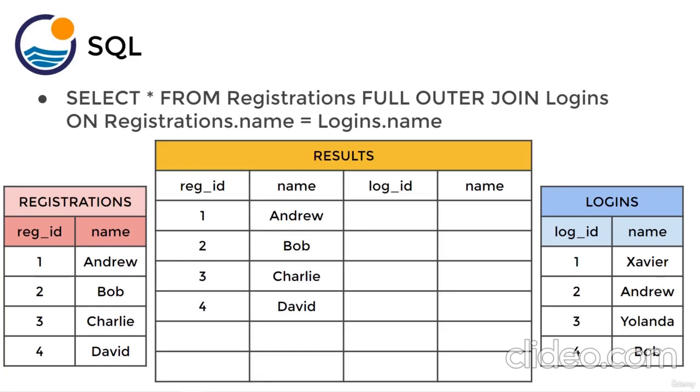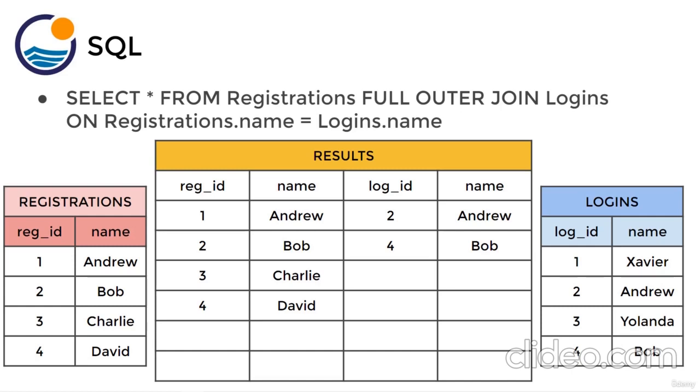So we fill in first everything from registrations. Again, we don't need to worry whether or not they're in table logins because we're grabbing everything anyway. So we fill in Andrew, Bob, Charlie, and David. Then we're doing a full outer join on logins, so we need to start filling in information for where we actually have a name match. We know we have a name match on Andrew and Bob, and then we fill it in with the corresponding login ID. In this case, it was number 2 and number 4.